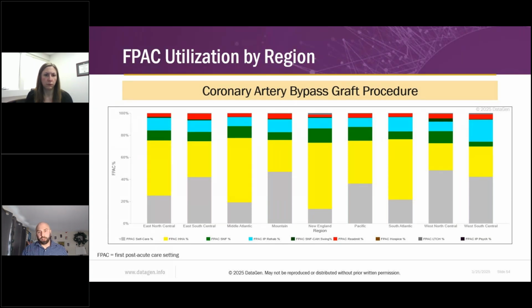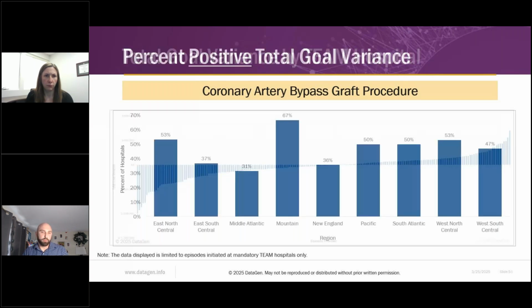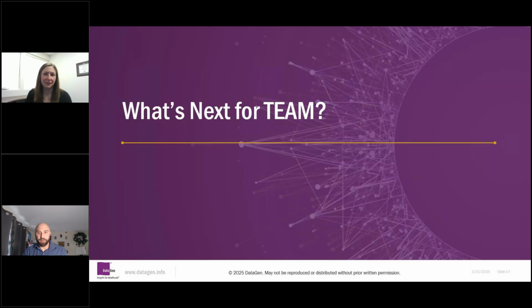And then on the next graph, as mentioned previously, this graph shows, again, about the same as bowel, a 50-50 split. And then lastly, we can see the variation of positive providers between regions, with Mountain having the highest at 67%. And that is all that I have. I will pass it back to Alyssa to discuss what is next for TEAM.